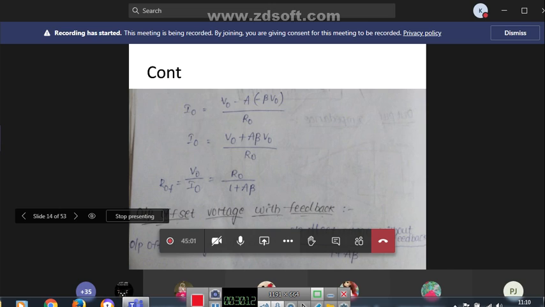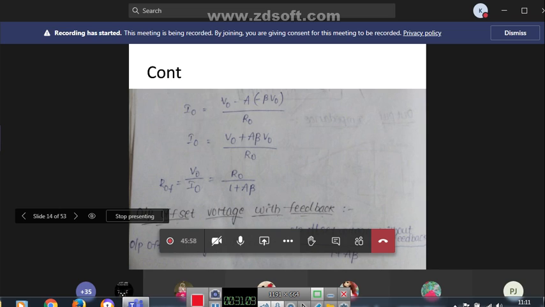Next one is the output offset voltage with feedback. It decreases by 1 plus A beta times. So we can write output offset voltage without feedback by (1 plus A beta). Here also, in the output impedance with feedback, it is the output resistance without feedback by (1 plus A beta). So the output offset voltage also decreases by 1 plus A beta times, and the bandwidth increases by 1 plus A beta times.